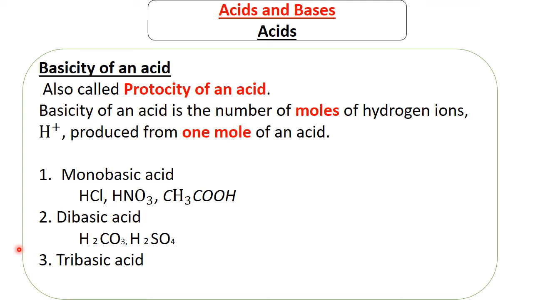The third is called tribasic, which means it produces 3 moles of hydrogen ions from 1 mole of an acid. So this is an example of a tribasic acid, which is phosphoric acid. And from the number of hydrogen atoms here, you can tell that 3 hydrogen ions are going to be produced from 1 mole of phosphoric acid.